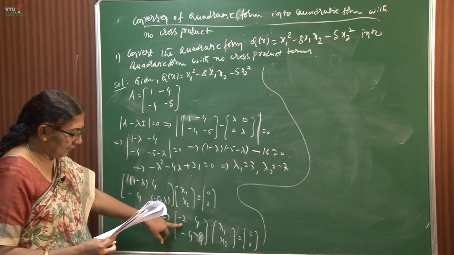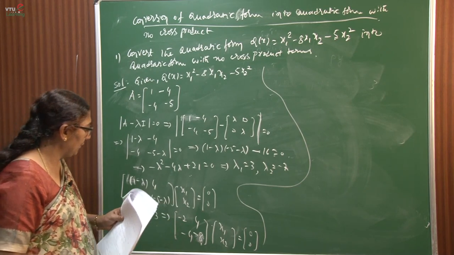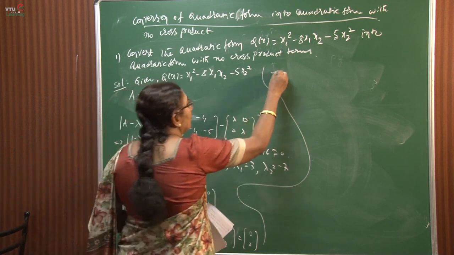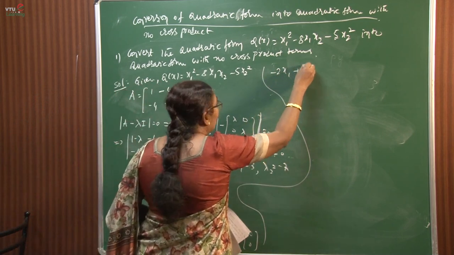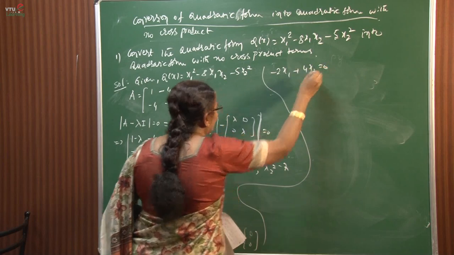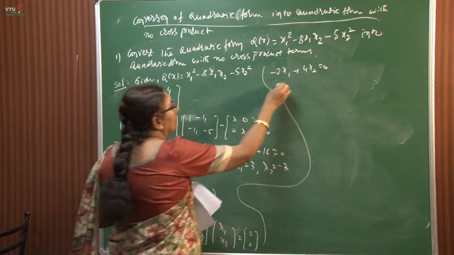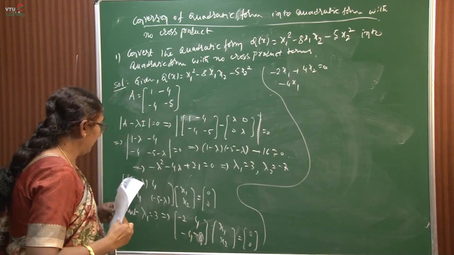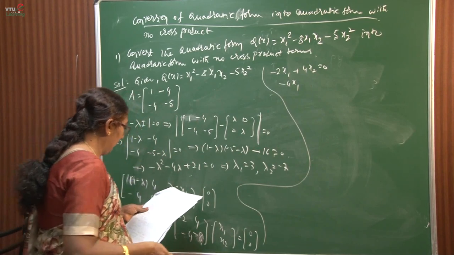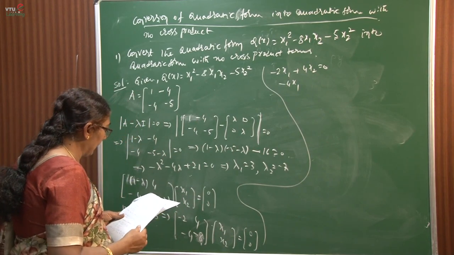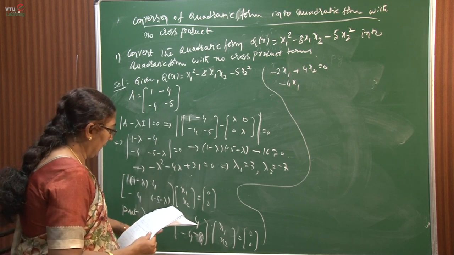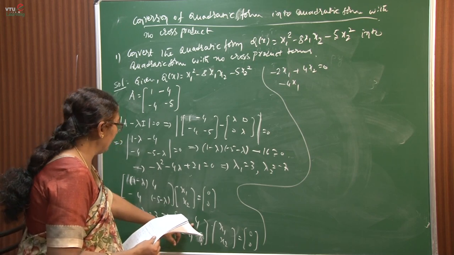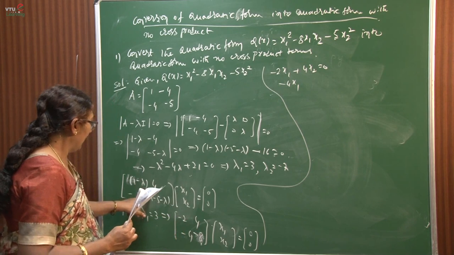Finally we get the two equations. What are the two equations? Multiplying this, minus 2x1 plus 4x2 equal to 0. What's the other equation? Minus 4x1, and then minus the value, lambda is equal to 3. What do we get? Observe here.